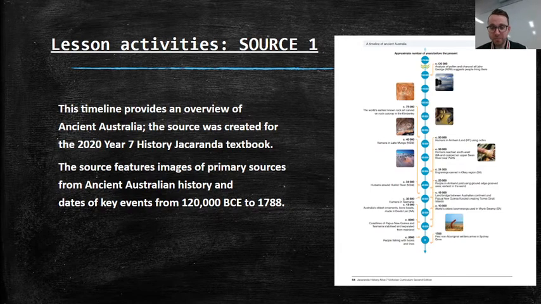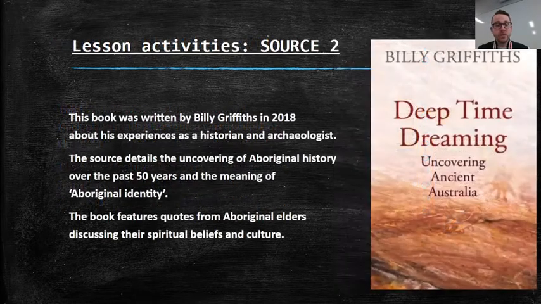If you can't read it, you might need to zoom in. Otherwise, you can open up your textbook. It's at the very start of chapter 3. Question 2. This book was written by Billy Griffiths in 2018 about his experiences as a historian, as an archaeologist. So it's called Deep Time Dreaming, Uncovering Ancient Australia.